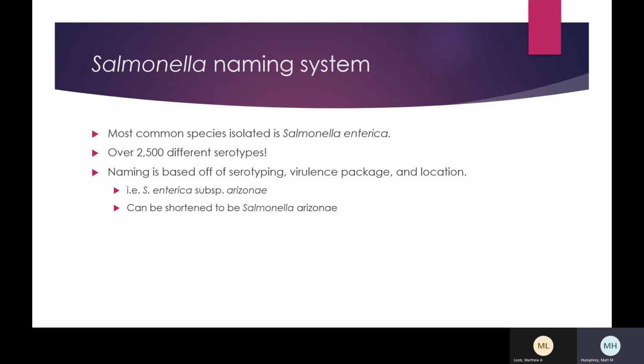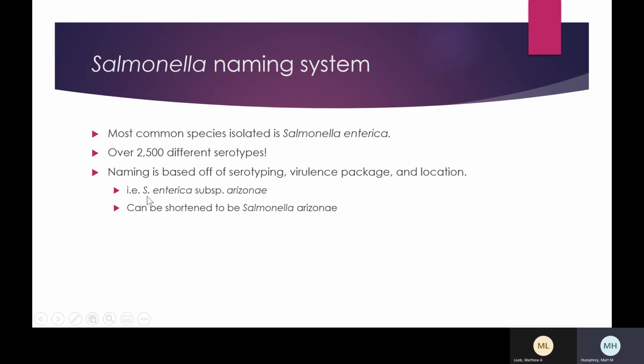Oh, the Salmonella naming system. The big species that we usually talk about when we talk about Salmonella, there are others out in the environment, but Salmonella enterica is the genus and the species name. However, there are over 2,500 different serotypes associated with them, and you're responsible for knowing them all. Perfect, good luck. But the way that we're going to do this for nomenclature is naming based off of serotype, virulence package, and location. So their different names kind of have different connotations to them.